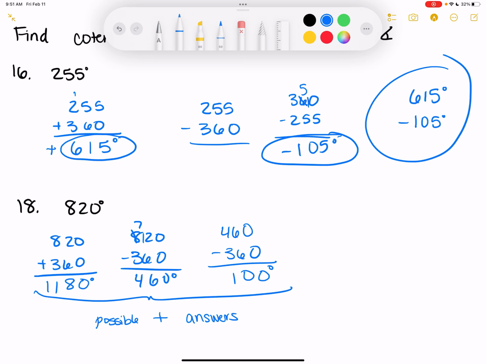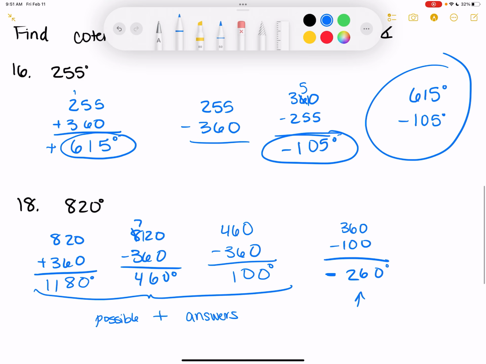Now, I'm going to subtract 360 again, or I can do 360 minus 100 and just know that my answer is going to come out to be negative. So negative 260 degrees is my only negative option. So I would take any of those positive answers, and then that one negative answer.